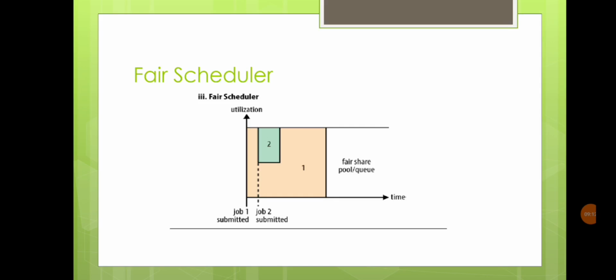It supports user and queue prioritization to ensure fairness, but the priority is based on equal resource distribution rather than FIFO order.